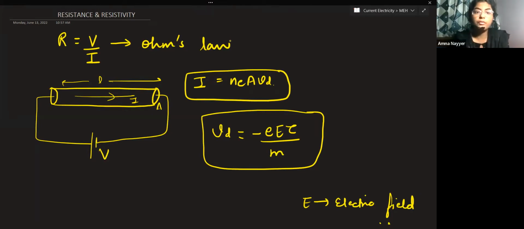Now the calculation of resistance. Resistance derivation is also based on Ohm's law only. So actually it's a kind of elongation of Ohm's law. Ohm's law is not stopped. We are basically applying Ohm's law. It is one of the applications of Ohm's law. You can say it like that. Now see, I is equal to nevd.